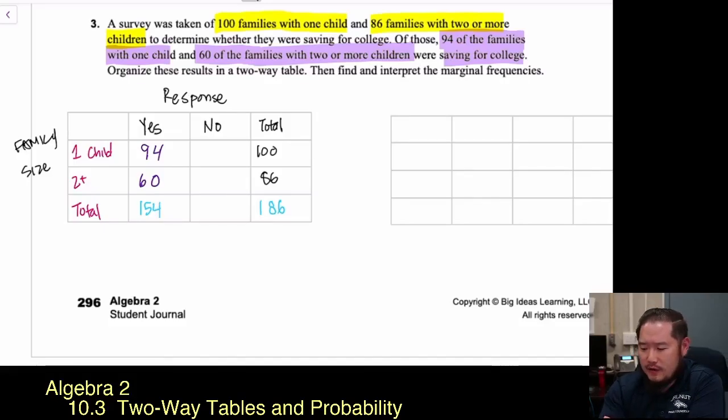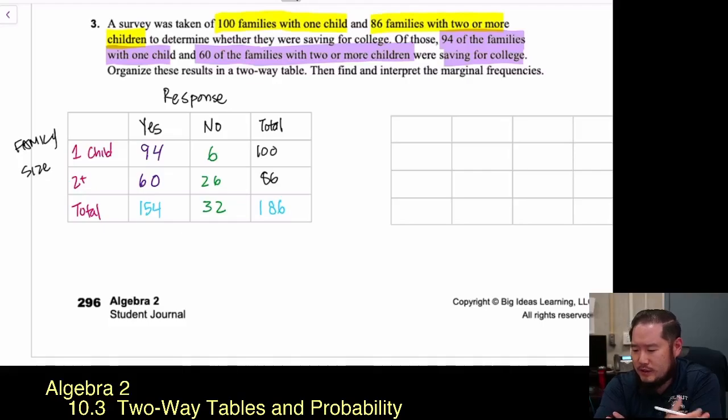Now we can go ahead and figure out the no responses. If we go across the row, for 1 child, in order for 94 plus x to equal 100, that's going to be 6 responses right there. And then 60 plus some number to get us 86, that'll be 26. So we have 26 no's for families with 2 or more children. So now in the end right here, let's figure out the total no responses, and we end up with 32.